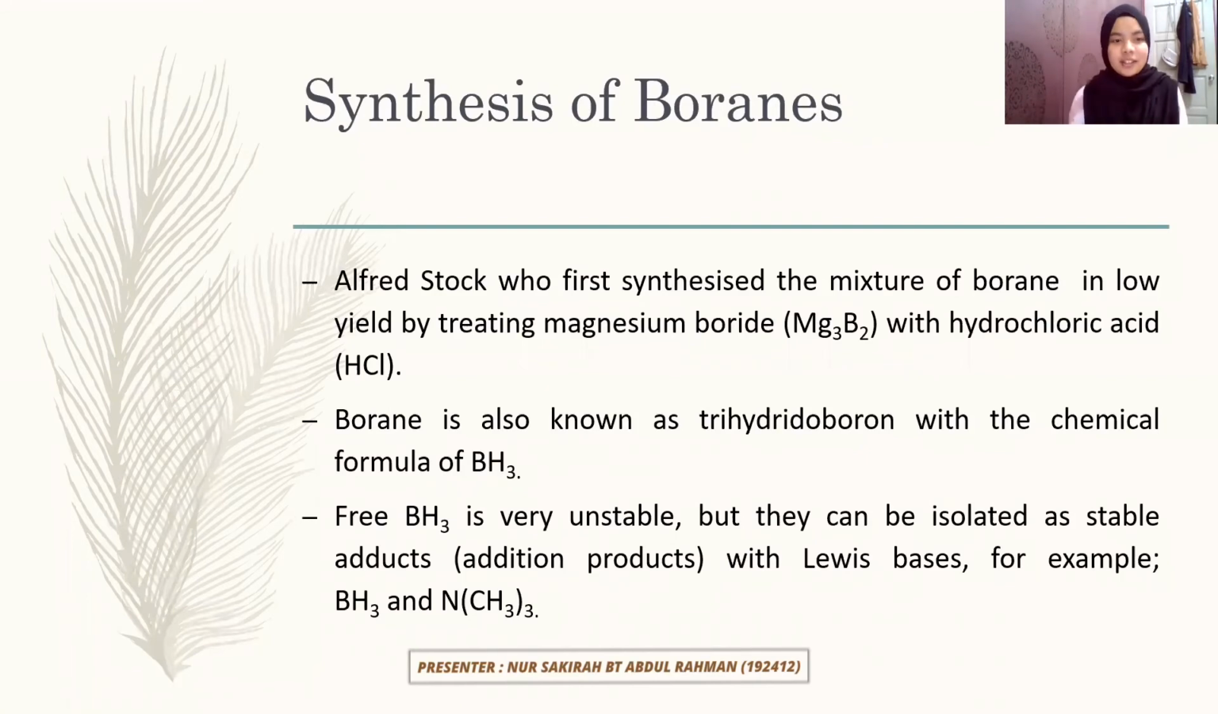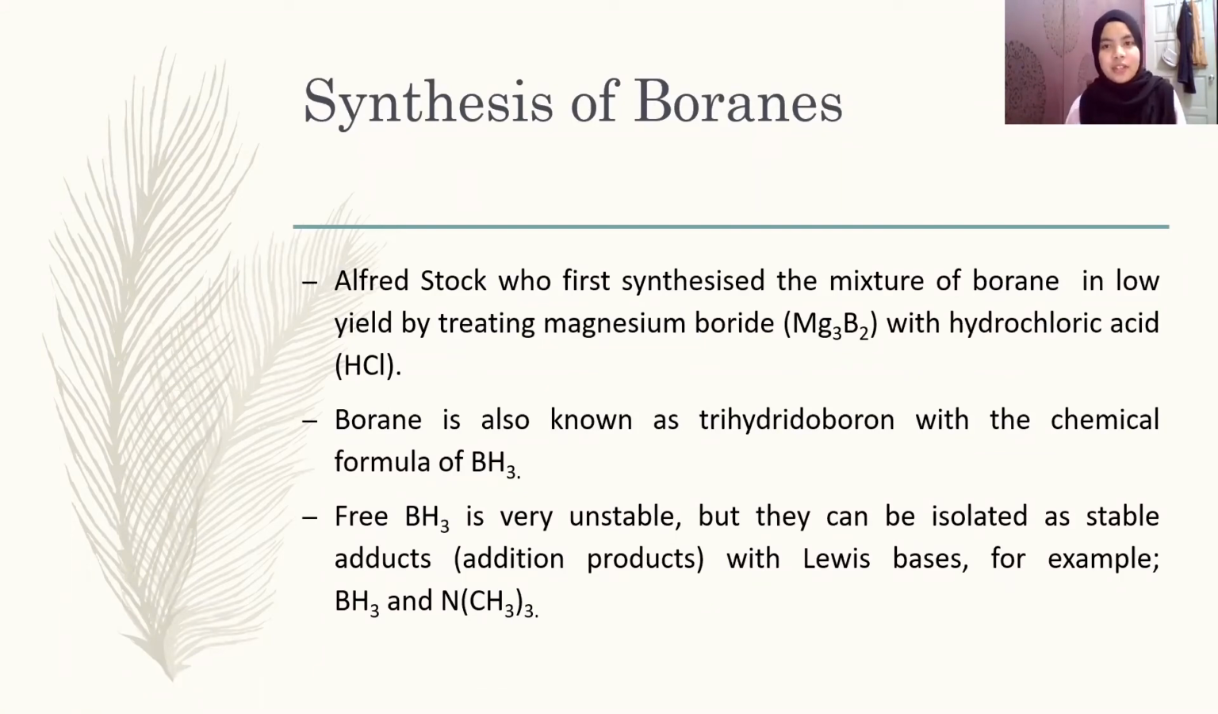Okay, next, for the synthesis of boranes, Alfred Stock was the first person to synthesize a mixture of boranes in low yield, by treating magnesium boride Mg3B2 with hydrochloric acid HCl. So borane is also known as trihydridoboron with the chemical formula of BH3. Free BH3 is very unstable, but it can be isolated as stable adducts. Adducts are addition products with Lewis bases. For example, BH3 and NCH3.